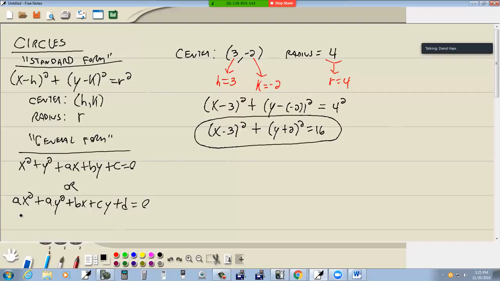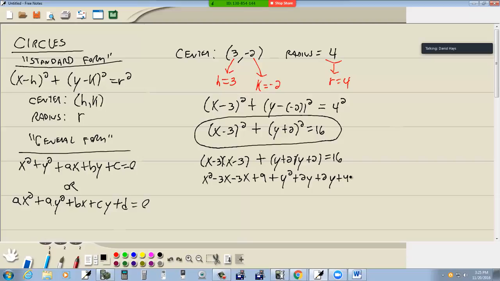In order for it to be a circle, they have to have the same numbers in front of them if they're in this form. Well, let's go ahead and get rid of the parentheses. So going a step further, we got x minus 3 squared, which is x minus 3 times x minus 3. We got y plus 2 squared, so I got y plus 2 times y plus 2. X times x is x squared, x times negative 3 is negative 3x. Negative 3 times x is negative 3x, and negative 3 times negative 3 is 9. Plus y times y is y squared, y times 2 is 2y, 2 times y is 2y, 2 times 2 is 4, equals 16.